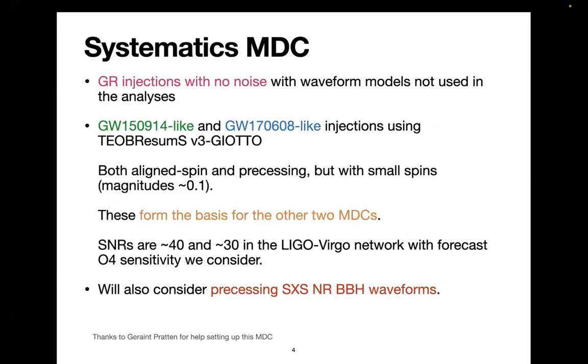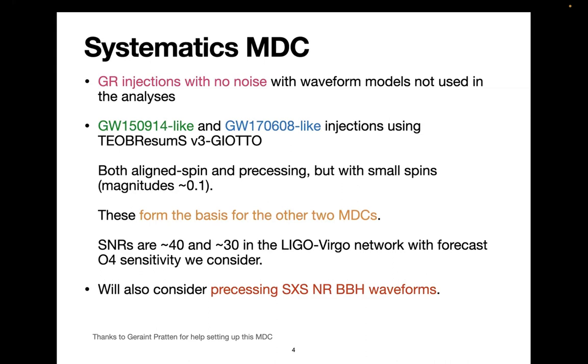So first, the overview of the MDCs. We have one that looks at waveform systematics. Here, these are GR simulations with no noise, and we're using waveform models not used in the analyses. The main ones are signals with a TEOBResumS waveform. It's not quite the most recent one, but it was the most recent when we started this. It's an effective-one-body model, but not one used in any of the analyses.